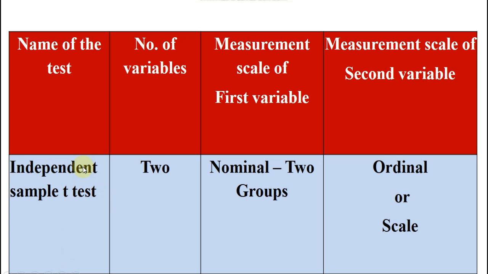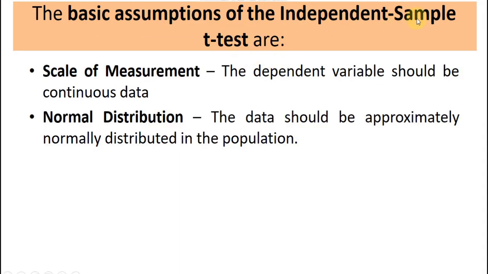For independent sample t-test, we need two variables. The first variable should be measured in nominal scale, and it should consist of two groups. The other, dependent variable should be measured in scale. Sometimes we can take ordinal scale also as dependent variable with some conditions. The basic assumptions of independent sample t-test are: the dependent variable should be measured in scale, and the data should be normally distributed.